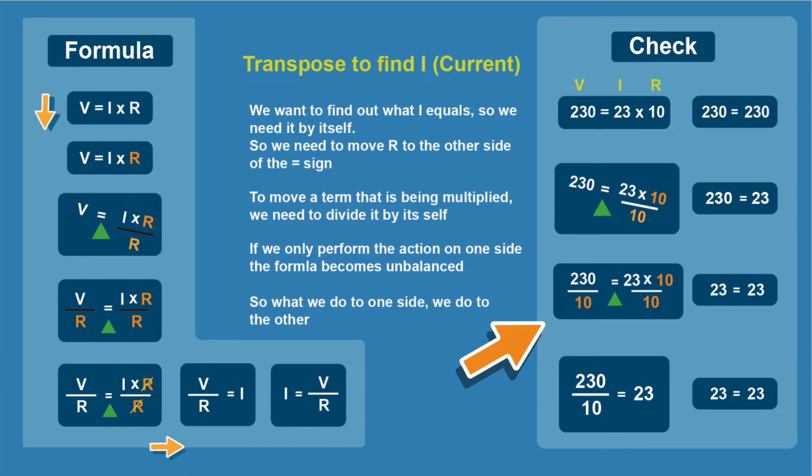We balance the equation. We divided everything on the right hand side by resistance, or 10 in this case. So we need to do the same to the left hand side. We end up with 230 divided by 10 equals 230 times 10 divided by 10. There's no need to have all that information on the right hand side. The two 10's cancel out, and so we're left with the equation 230 divided by 10 equals 23. V divided by R equals I.